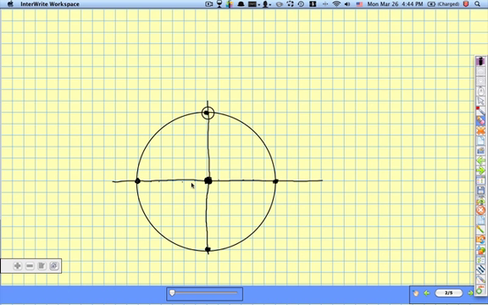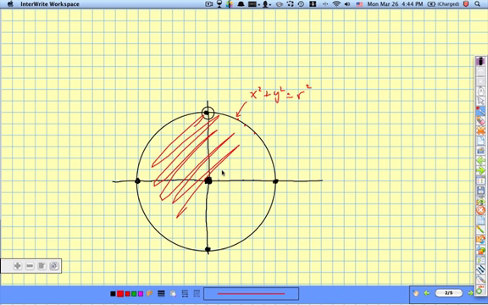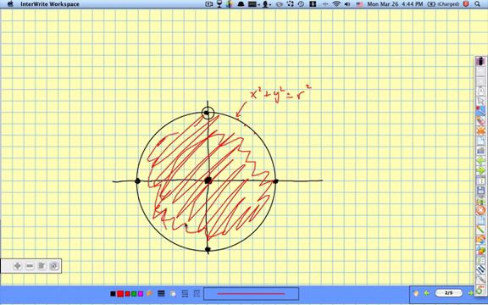Alright, let's talk about circles a little bit more. If we talk about this circle right here, all the coordinates on this circle satisfy x squared plus y squared equals r squared. What about all the coordinates inside of this circle? If I shade this area right here, all the coordinates on the inside satisfy x squared plus y squared is less than r squared. Okay, that's everything on the inside.